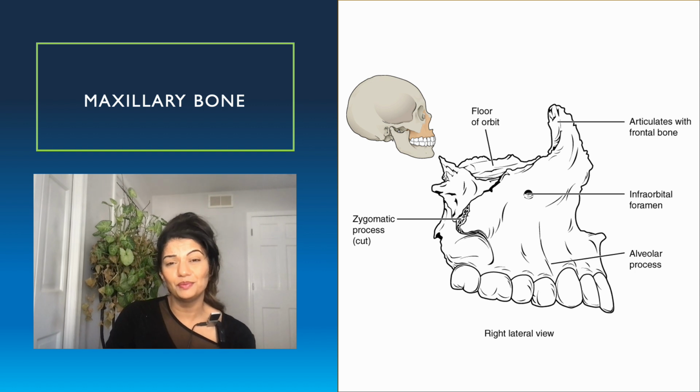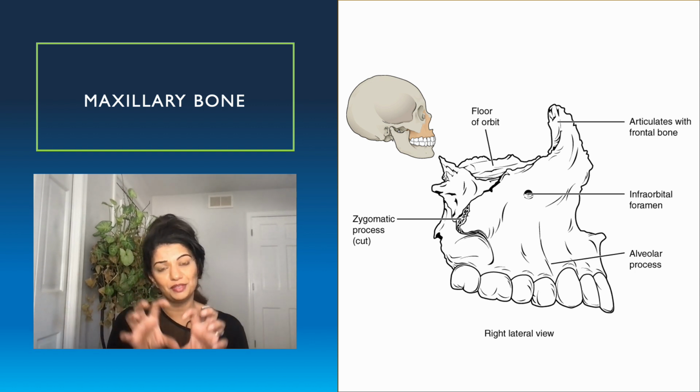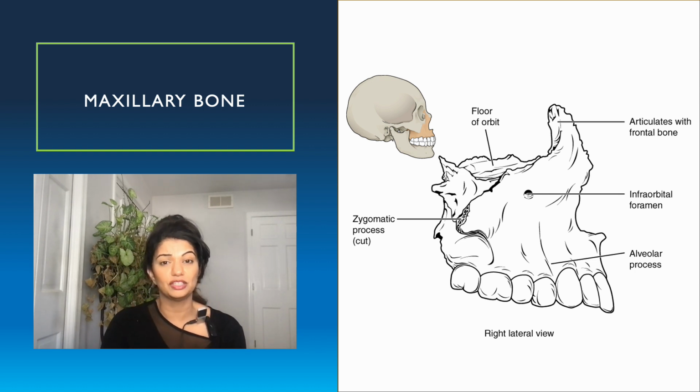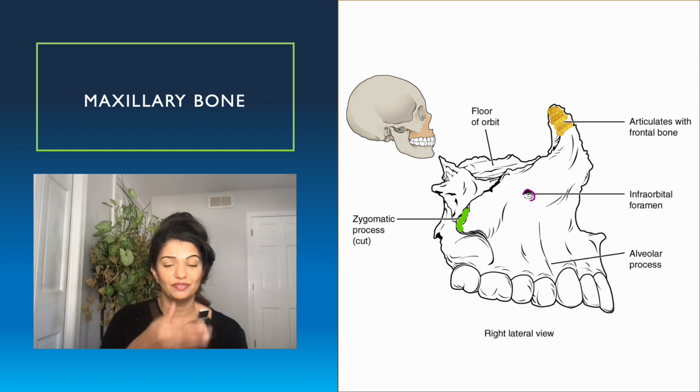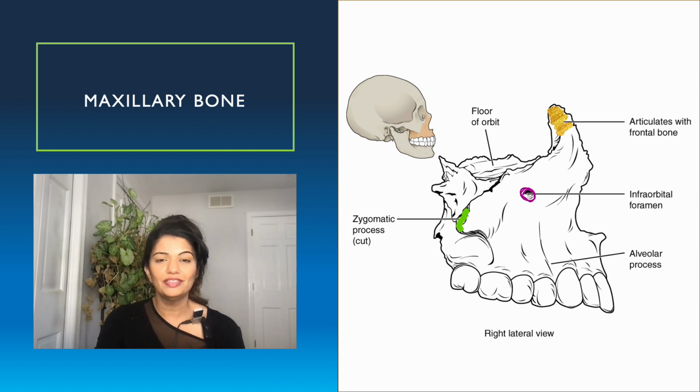The maxillary bone, which is often referred to as the maxilla, is actually two bones that are put together and they form the hard palate of your mouth. It's also part of your eye socket and part of your nose. So that's important to remember. Now, the part here articulates with the frontal bone. Then the next portion that you see in the green is basically where the zygomatic process joins. Then we've got the infraorbital foramen.